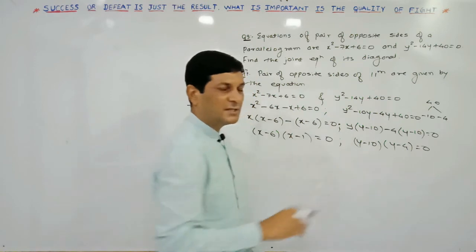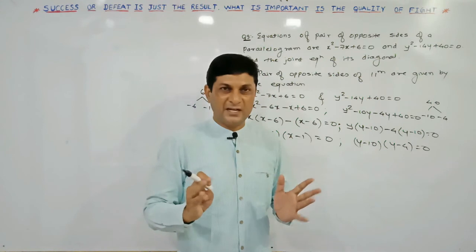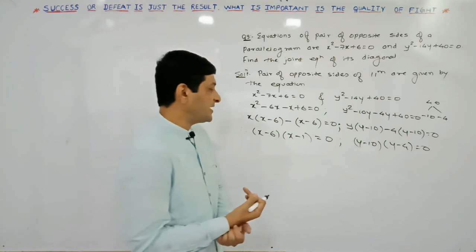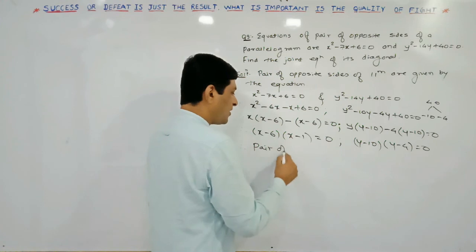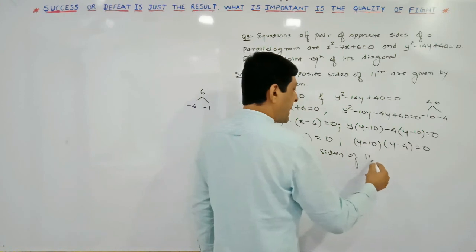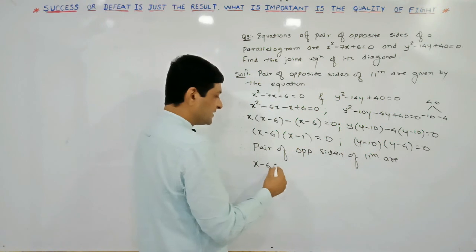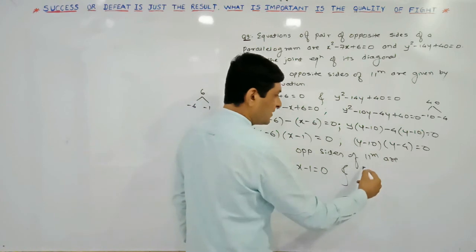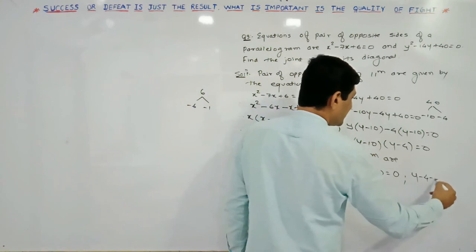In this way, we have got the factors of the second equation also. This equation represents what? Another pair of opposite sides of the parallelogram. So therefore, the pairs of opposite sides of the parallelogram are, what is the first pair? X minus 6 is equal to 0, x minus 1 is equal to 0, and y minus 10 is equal to 0, and y minus 4 is equal to 0.